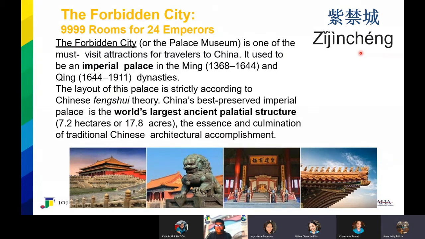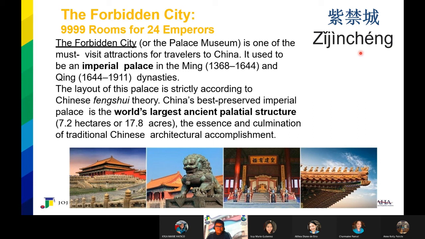Zijincheng, Z I J I N C H E N G, Zijincheng. Forbidden City, Forbidden Fortress. That's the literal meaning, no. Forbidden City, 9,999 rooms for 24 emperors.